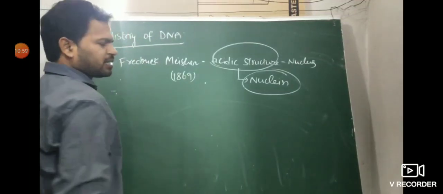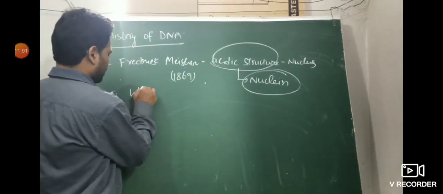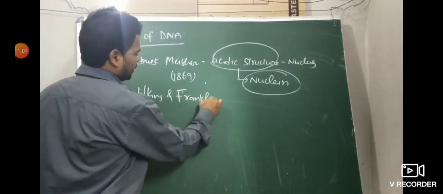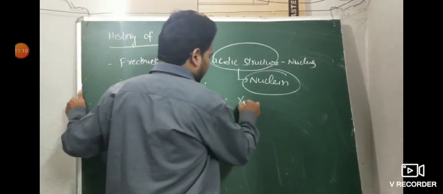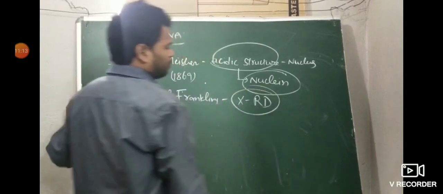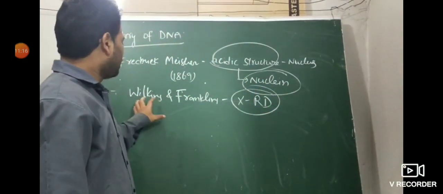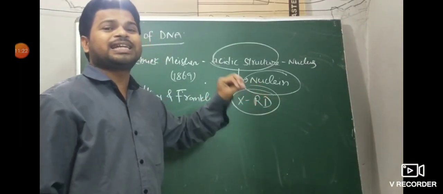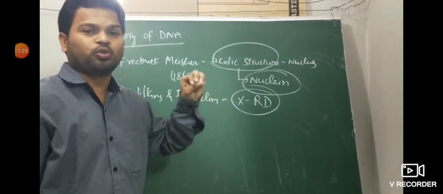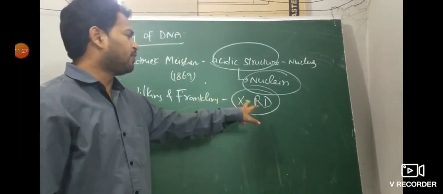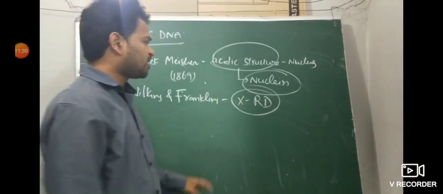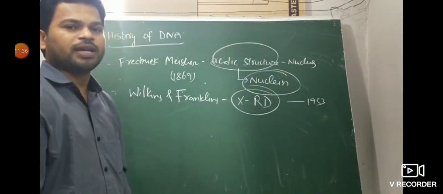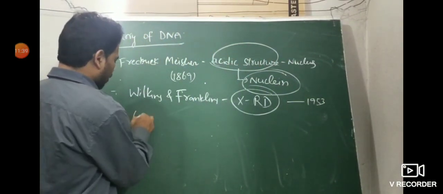Then the next scientists, Wilkins and Franklin. These two scientists discovered the X-ray diffraction data, XRD for short, which is useful for viewing the 3D structure of DNA. X-ray diffraction data was discovered in the year 1953 only.